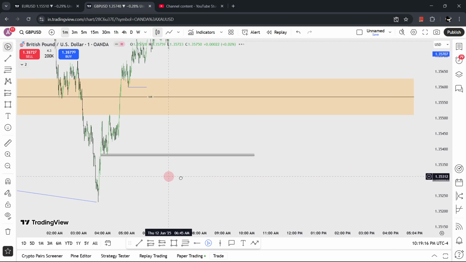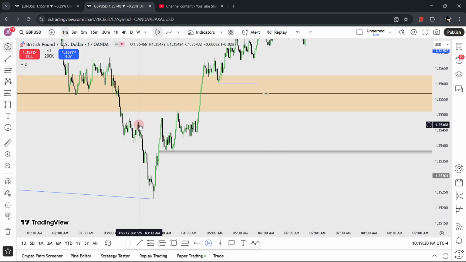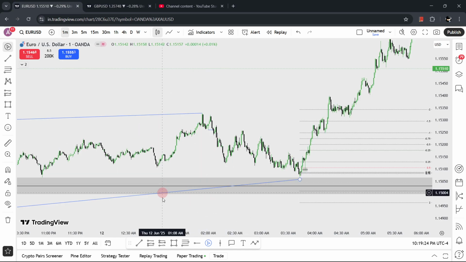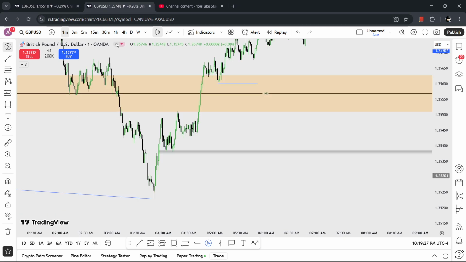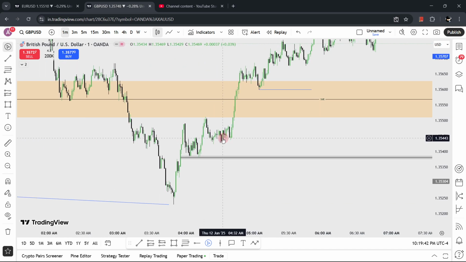And I think you have some idea that GU and EU are correlated pairs. If GU came to that 4 hour fair value gap, it has some effect on EU too. So mostly these pairs go likewise. So my actual trade happened here, I will show you.